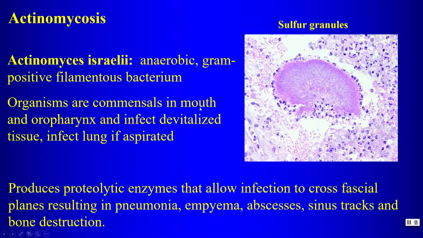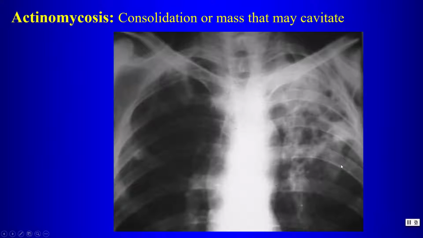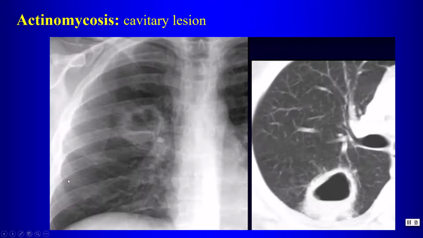This organism produces proteolytic enzymes, and that allows the infection to cross fascial planes, resulting in pneumonia, empyema, abscesses, sinus tracts, and bone destruction. So this infection can extend into the chest wall from the lung parenchyma, and sulfur granules are a characteristic finding on pathology. It's common to get masses with cavitation with this particular infection.